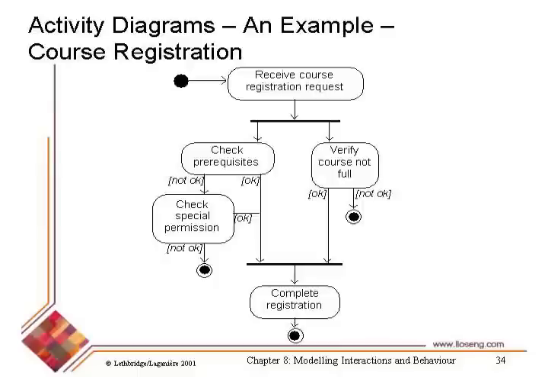If we go down the left branch, we start checking the prerequisites. And if they're not okay, we check special permission. If that's not okay, we're done. We're out of the diagram. Whole thing terminates. If we check prerequisites and they were okay, we jump down to the next bar.